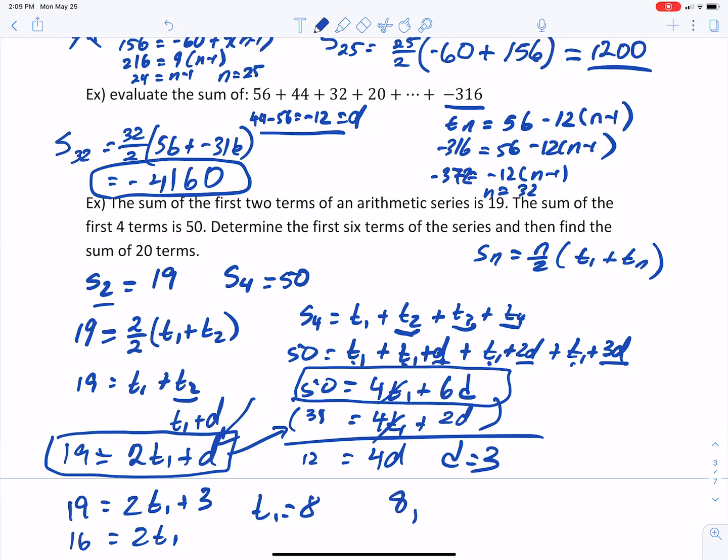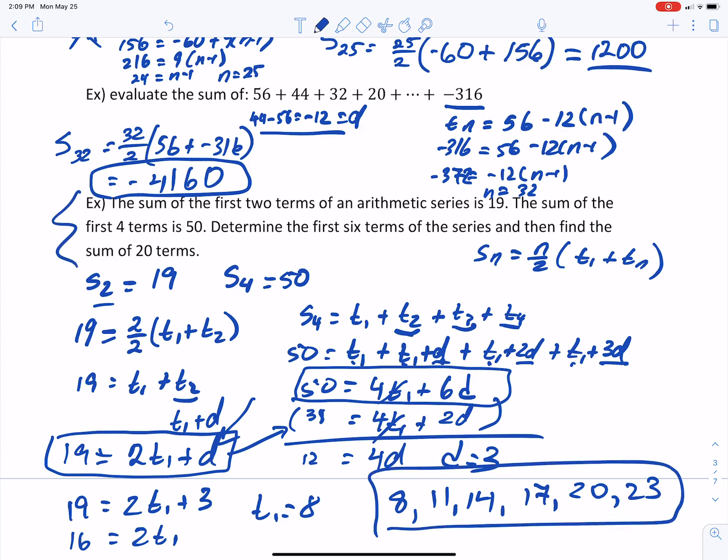So now I can write out my terms. Term 1 is 8, add 3, add 3, add 3, add 3, add 3. And there we have it. So the last one, this problem, quite a bit trickier than the others, but certainly not beyond you now that you know how to solve a system of equations.